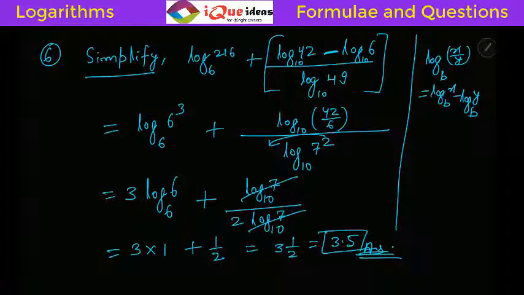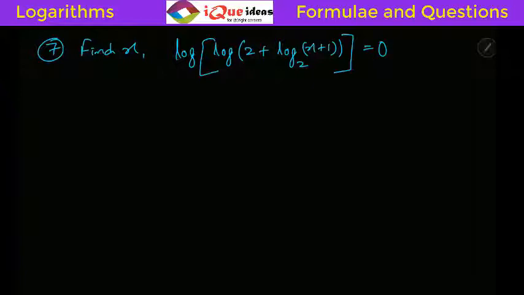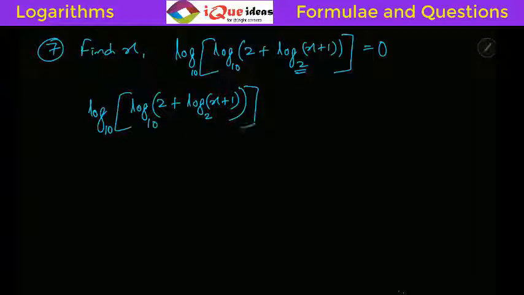Now let's go to the next question. Now this question says find the value of x, where it is given that log of 2 plus log x plus 1 to the base 2 equal to 0. Now how do we do that? First of all, whenever base is not given, we take base as 10. So here base as 10, here base as 10. Right? Here the base is already given as 2. Let me write the question again. Log to the base 10 of log 2 plus log x plus 1 to the base 2, and this whole thing to the base 10, and there is a bracket, equal to 0.